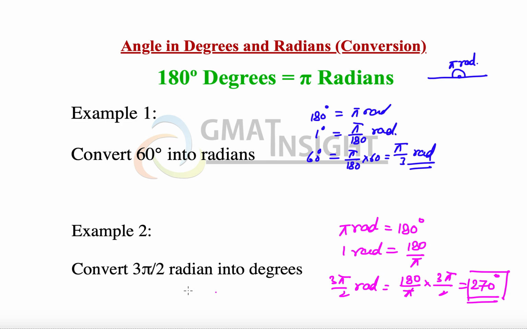Even if you want to do it manually, you will be able to understand that 3 pi by 2 is equal to pi plus pi by 2, and while pi is equal to 180 degrees, pi by 2 is half of 180, that is 90 degrees, and the sum is equal to 270 degrees. So either you can simply break a bigger radian angle into various parts which you can easily convert, or you simply use the unitary method to convert degrees into radians or vice versa.